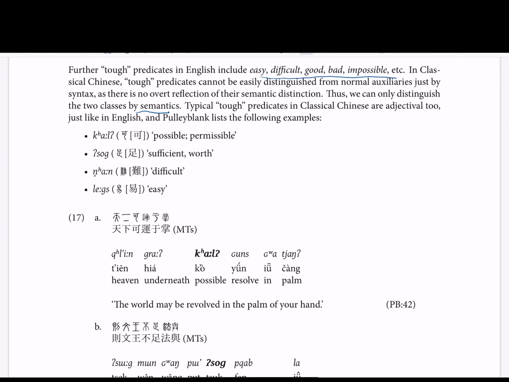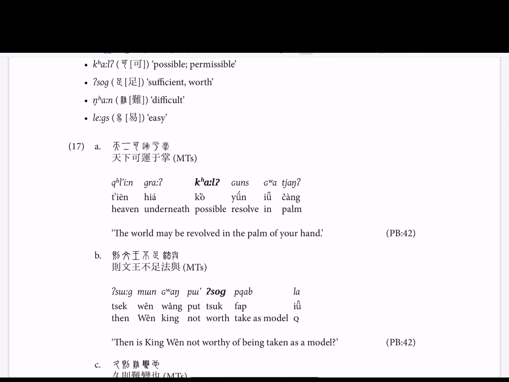Let's directly look at the examples. First, let's look at the example in 17a. Klindra, heaven underneath, or the world. Kal, possible. So the world is the subject. Kal is the tough predicate. And Gunsgua Tiang, resolve in palm, is the VP. Since this is a tough construction, the NP occupying the subject position on the surface, heaven underneath, should be the logical object of the verb. Hence the English translation, the world may be revolved in the palm of your hand.